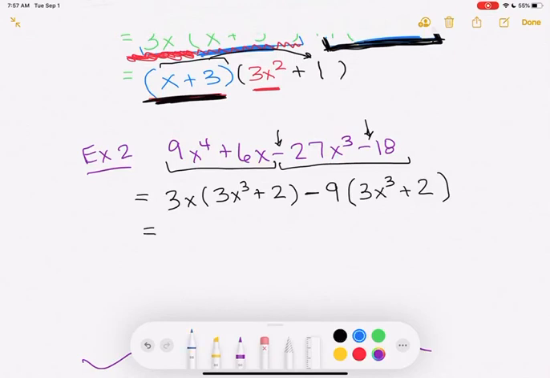So the common factor that they have is this 3x cubed plus 2. So I'm going to pull that way out front.